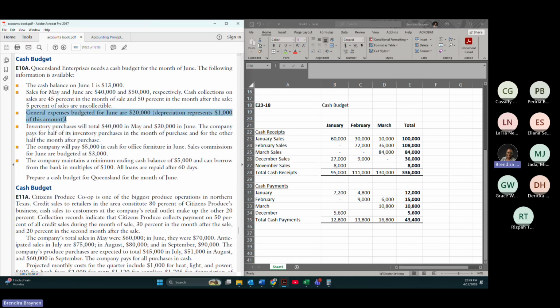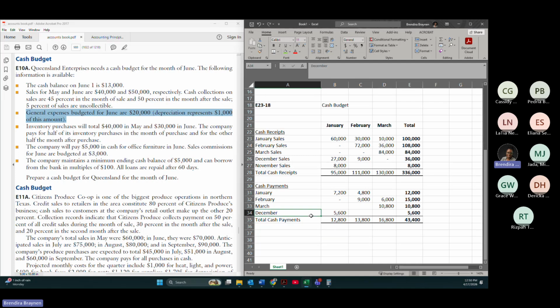General expenses budgeted for June are 20,000. Depreciation represents 1,000. So of course, we know we have to take depreciation out of this 20,000. And then that's the expenses for the month of June. They didn't say we paid some now, some later, so we are to assume that we're paying the entire thing in the month of June. Okay. Then there's a minimum balance, etc.